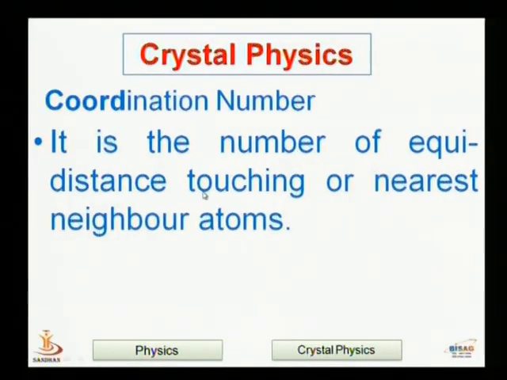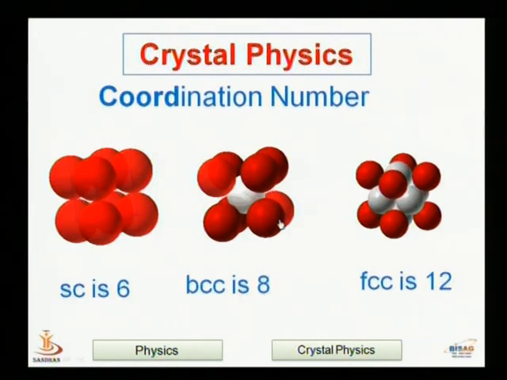Coordination number is defined as the number of equidistant touching or nearest neighboring atoms in a lattice. If you take the example of simple cubic, consider any atom as reference 1. Atom number 1, this side atom 2 of the other cell, then 3rd, 4th, 5th and 6th, they are in contact with this reference atom. So we can say that the coordination number is 6 for simple cubic.